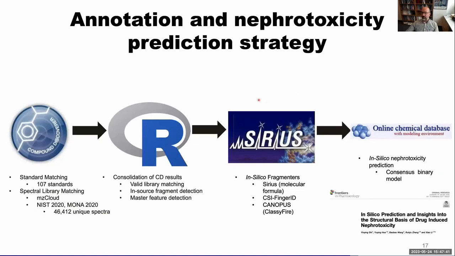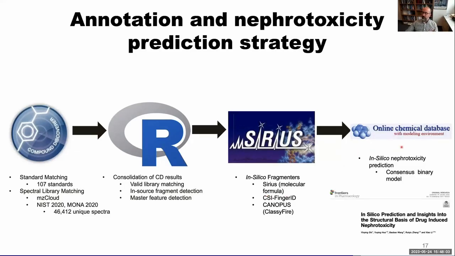Interestingly, here our pipeline is a little different from what I showed before. We're using commercial data processing software, Compound Discoverer from Thermo, as well as some custom written scripts and algorithms that we use to consolidate and reannotate our compound identifications. We're using some in silico MSMS prediction and annotation tools, as I mentioned before.